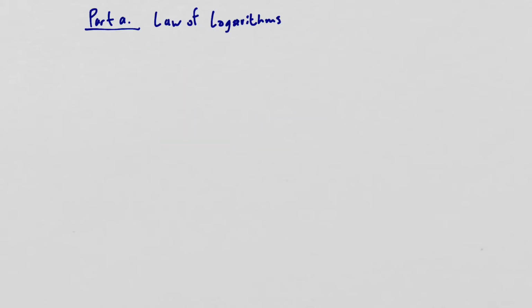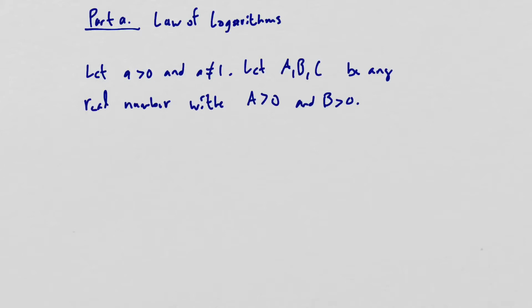To begin, we'll go ahead and list the laws of logarithms. Let a be larger than 0, and let a not be equal to 1. Also assume that capital A, capital B, and capital C are any real numbers where we have that A and B are strictly greater than 0. Then we have the following three properties.